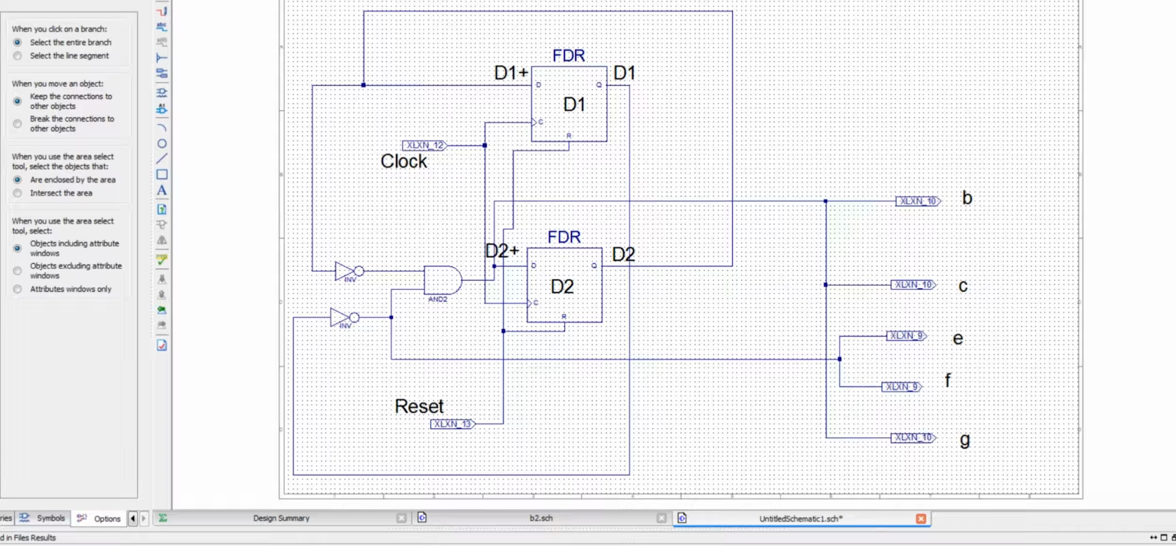So we're done. The only thing left is to actually physically build the circuit, which I will do in the next video.